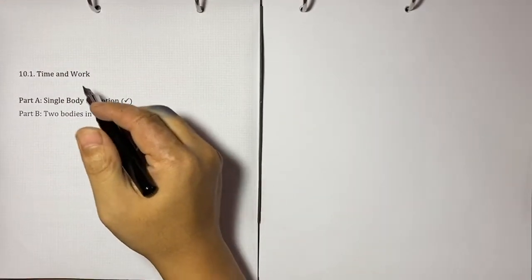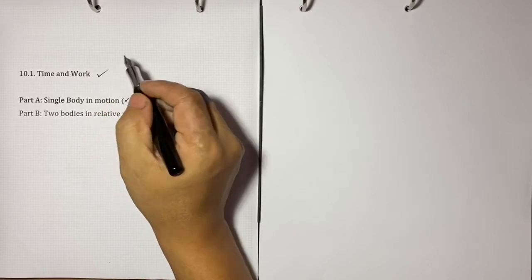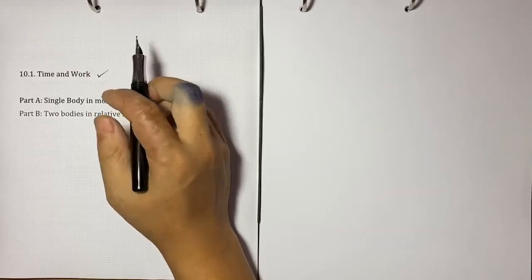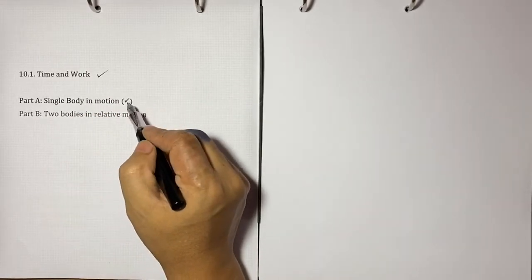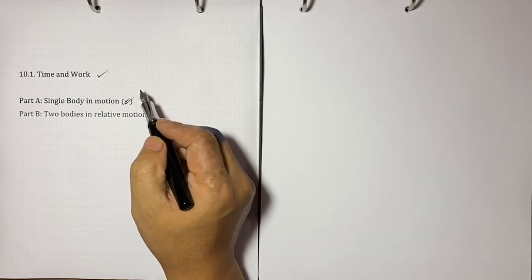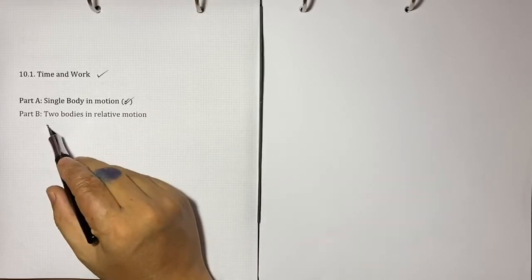Section number 1, Time and Work, General Problems. Part A is a single body in motion. In this video I cover a single body. Next video, Part B, two bodies in relative motion.